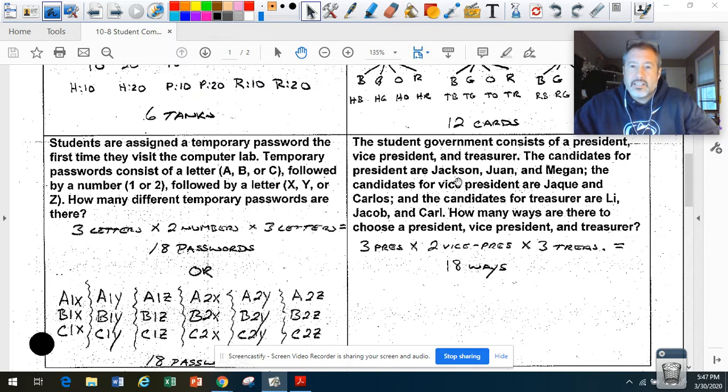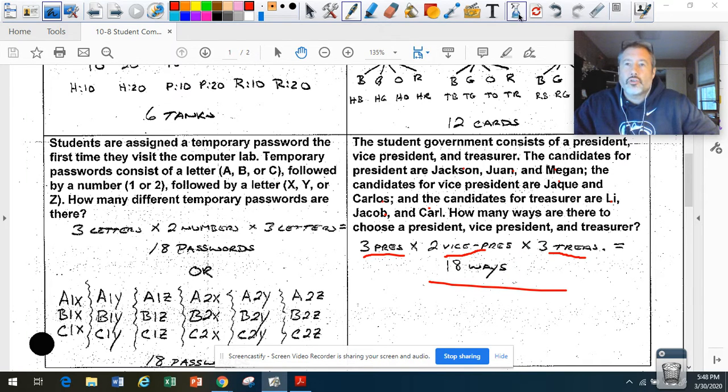Okay, so we look here, we see, hey, for the president, we have 1, 2, 3 people for president. So there's our 3 there. How many people are we going for vice president? 1 and 2. So just 2 going in for the vice president. How many people are trying to go for the treasurer? We got 1, 2, 3. So we got 3 for treasurer. We multiply these together. 3 times 2 times 3. So 3 times 2 is 6. 6 times 3 is 18. We got 18 ways in which we can choose a president, vice president, and a treasurer.